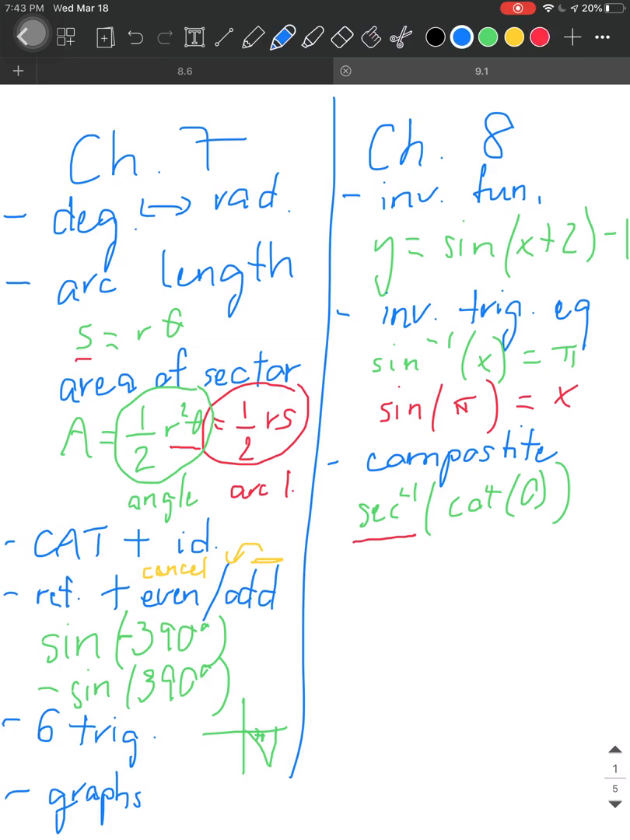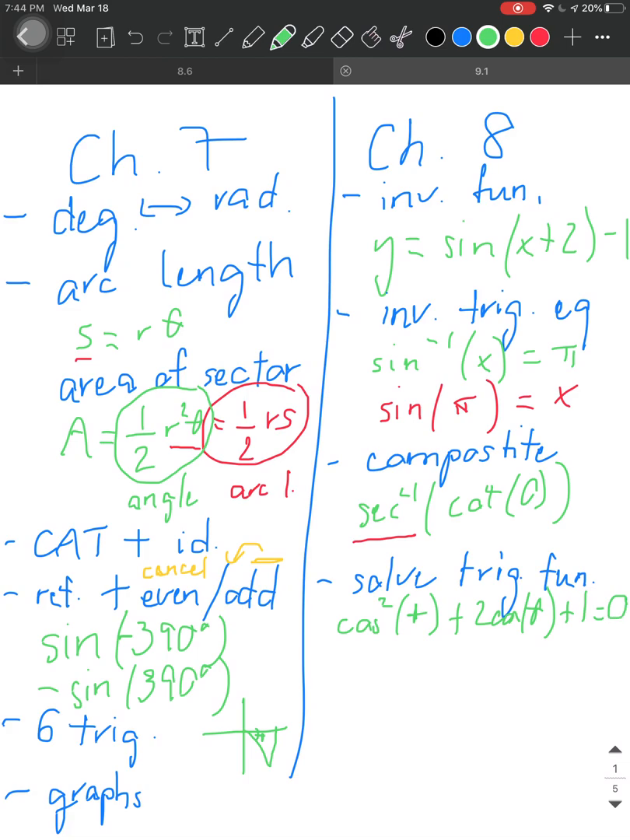And another topic that we learned is to solve for the trig function. So, solve trig function. And I'm so sorry for my bad writing again. Okay, so a typical problem of this type would be something like cosine squared of theta plus 2 cosine of theta plus 1 equal to 0. And I'm so sorry if my theta looks like a plus. It's meant to be like a circle thing for theta. So let me just make it bold like this, okay?